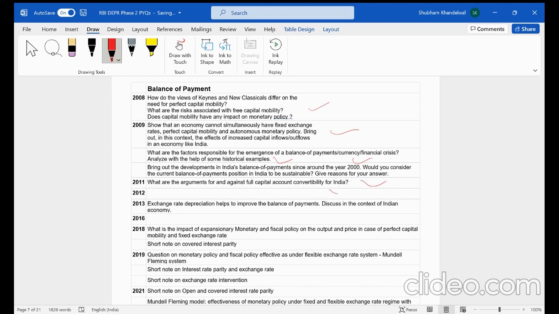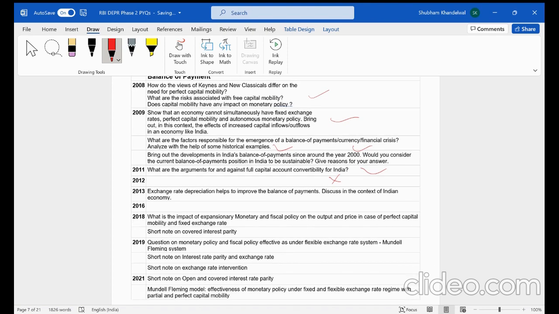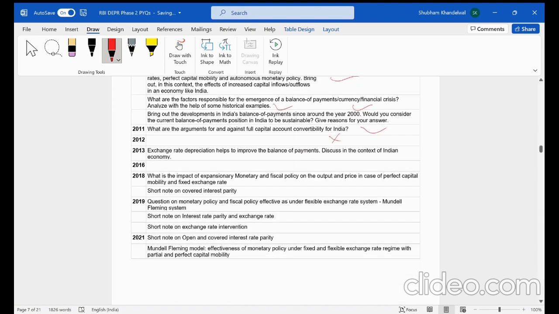Then 2012, no question was asked. In 2013, does exchange rate depreciation help to improve the balance of payments. So basically, the J curve effect, they asked here, and then we had to discuss it in the context of the Indian economy. Then, if you see, they've asked in 2018, what is the impact of expansionary monetary and fiscal policy on the output and price in the case of perfect capital mobility and fixed exchange rate?